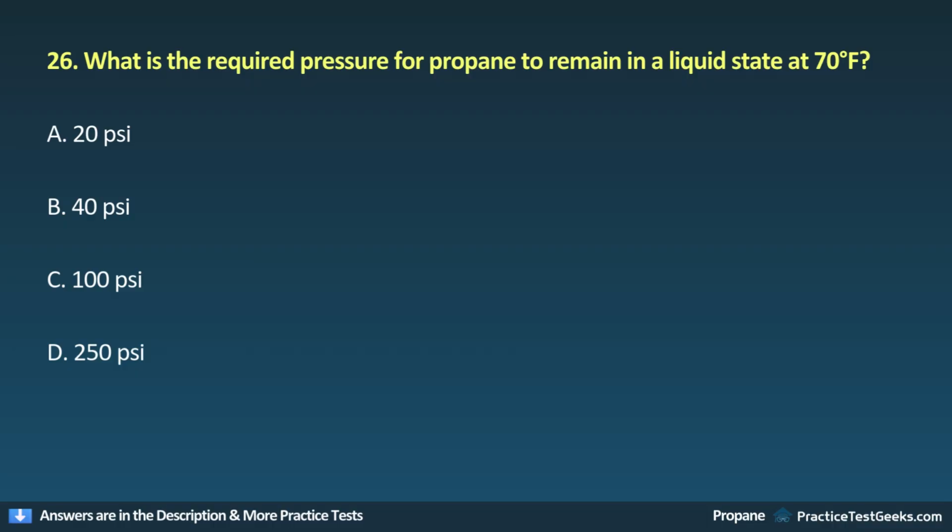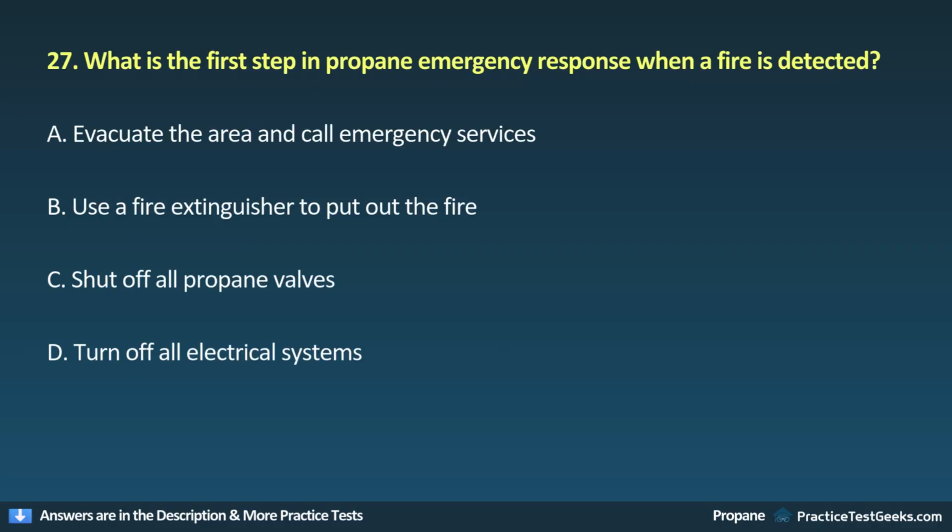A. 20 psi. B. 40 psi. C. 100 psi. D. 250 psi. 27. What is the first step in propane emergency response when a fire is detected? A. Evacuate the area and call emergency services.